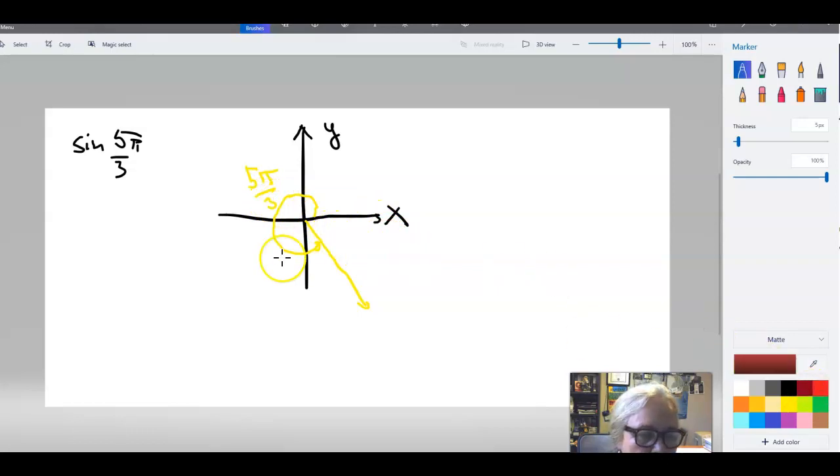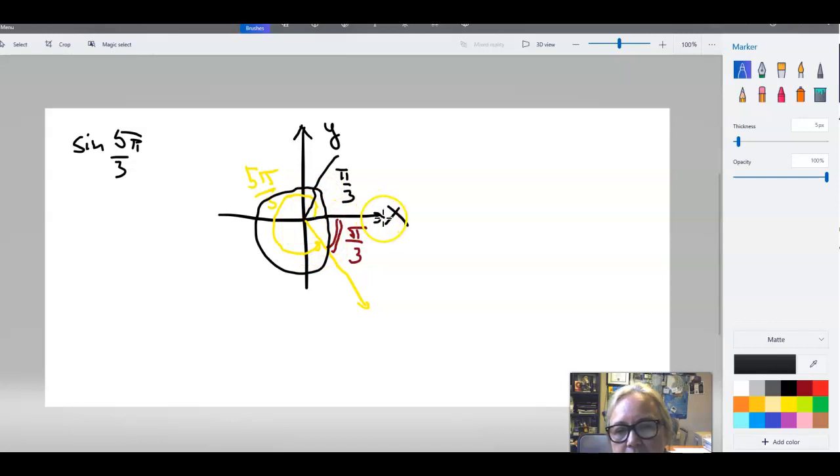Now what is the reference angle? The reference angle is the acute angle, pi over 3. So if I draw a unit circle and have here my angle pi over 3, and I have angle 5 pi over 3, they are symmetric with respect to the x-axis, which means these points have the same x coordinate but opposite y. Here y is positive, here y is negative.